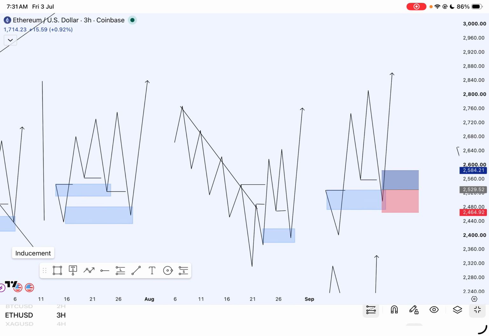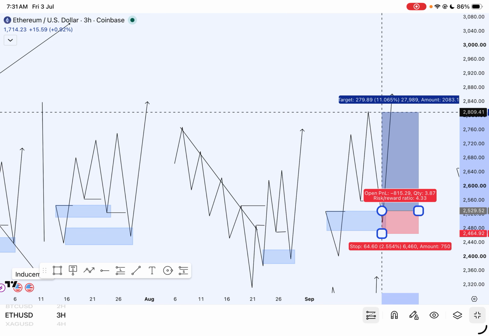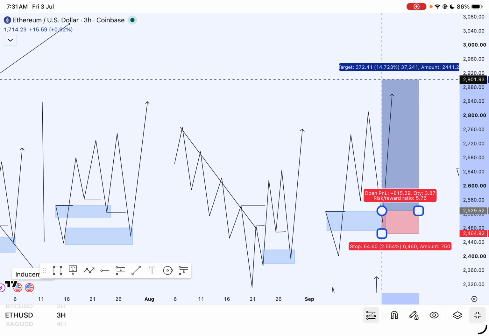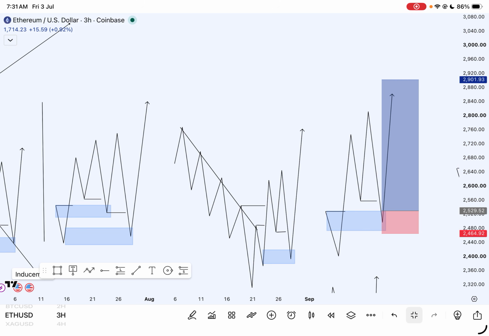So you can set your SL just below and target the nearest eye, or target your next eye, probably if there's an eye like this here.